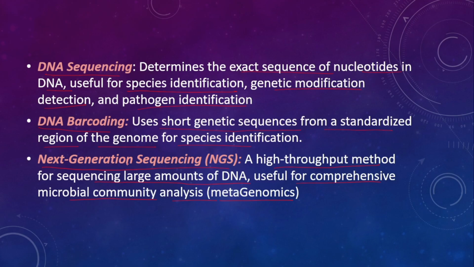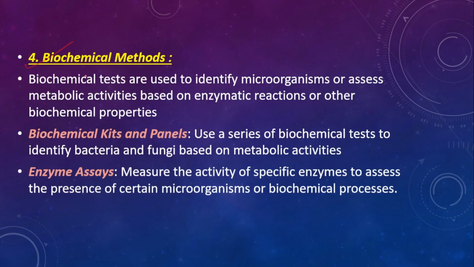NGS is widely used in genomics. It's a crucial tool for understanding genetic diseases, developing personalized medicine and exploring biodiversity. Next are biochemical methods. These biochemical tests are used to identify microorganisms or assess metabolic activities based on enzymatic reactions or other biochemical properties. What are biochemical kits or panels?